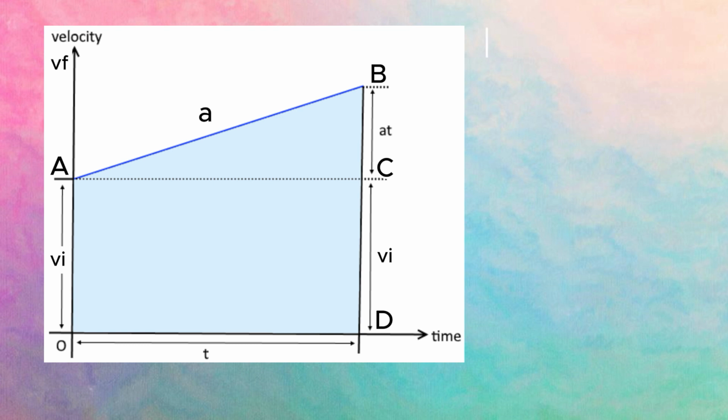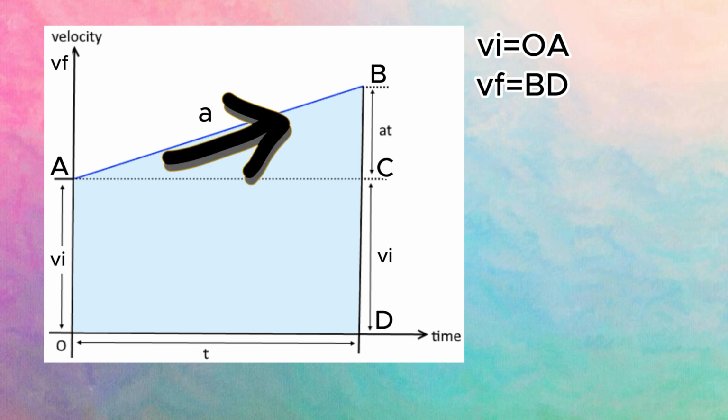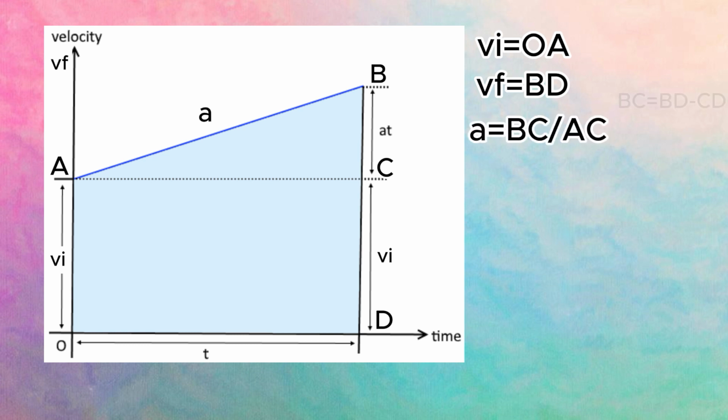So the initial velocity is represented by Vi, which is equal to OA. The final velocity is represented by Vf, which is equal to BD. Acceleration is equal to the slope of line AB. So, A is equal to BC over AC, and BC is equal to BD minus CD.